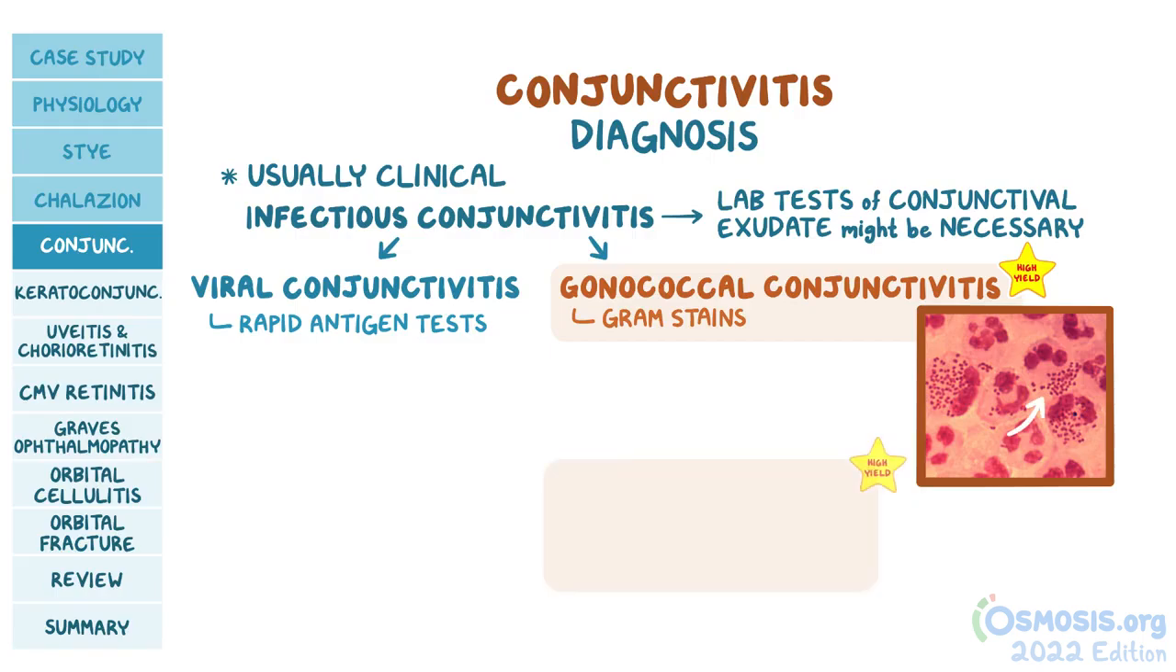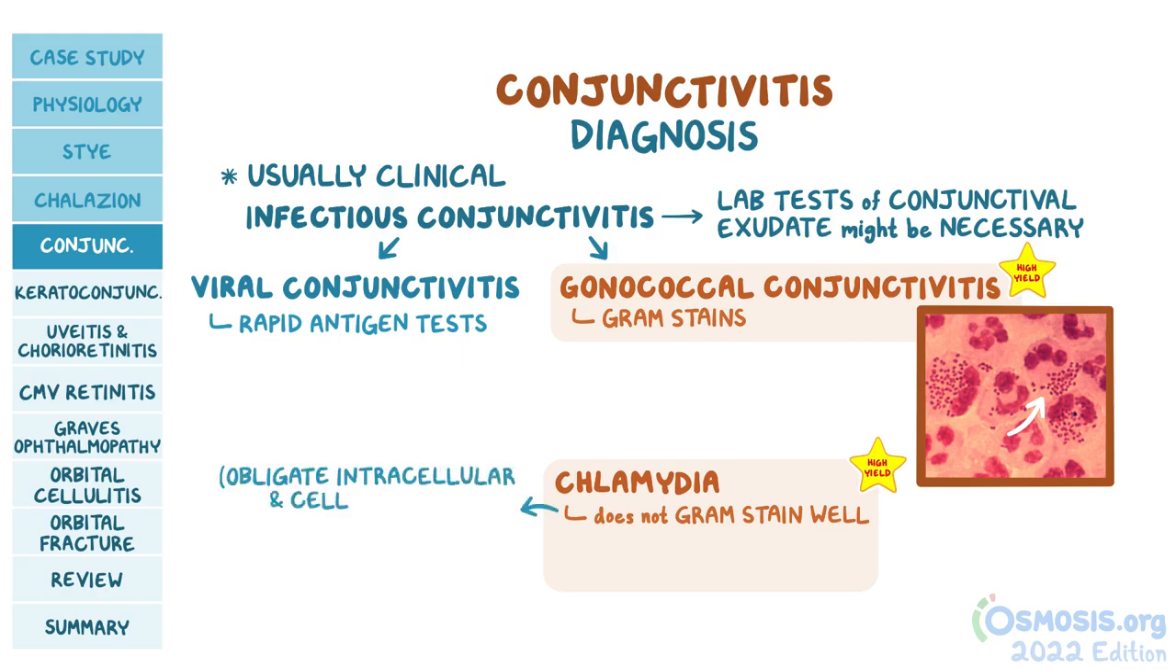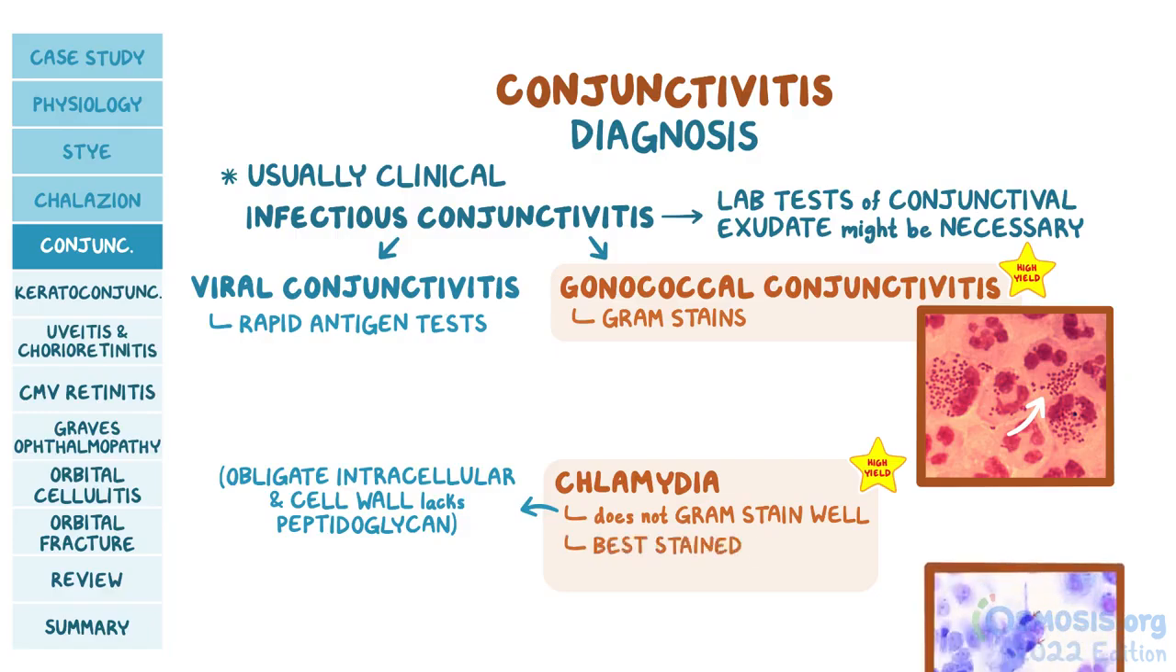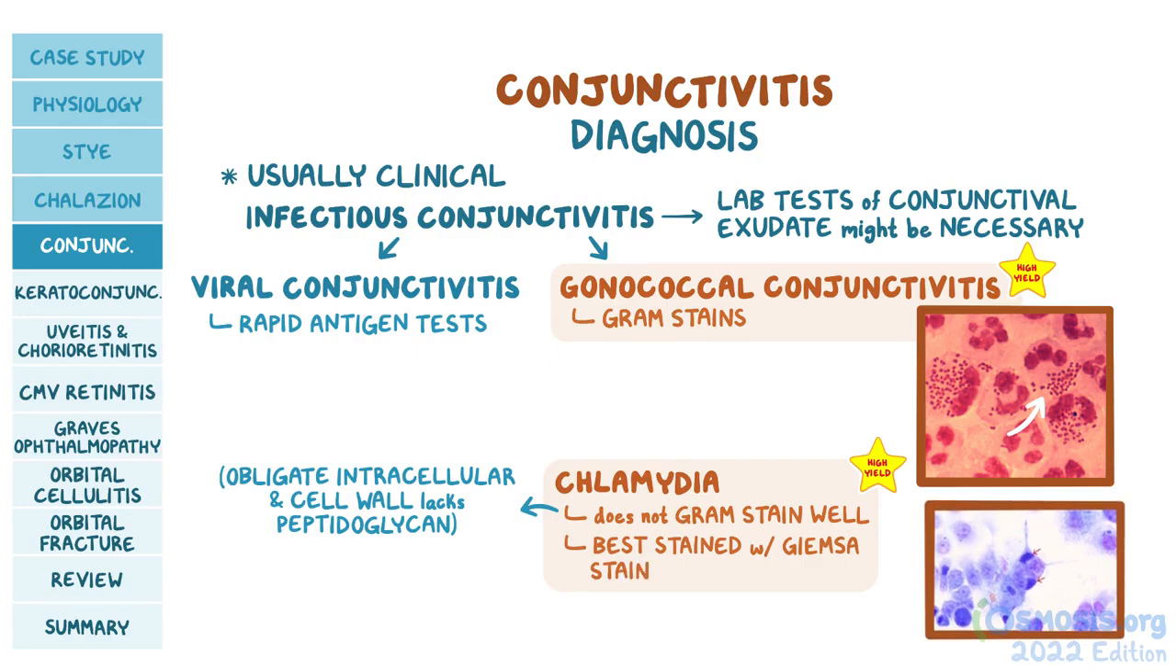Keep in mind that chlamydia does not gram stain well. That's mainly because it's obligate intracellular and its cell wall lacks peptidoglycan, so it can't retain the dye used during gram staining. In contrast, chlamydia is best stained with Giemsa stain, which colors them pinkish blue.